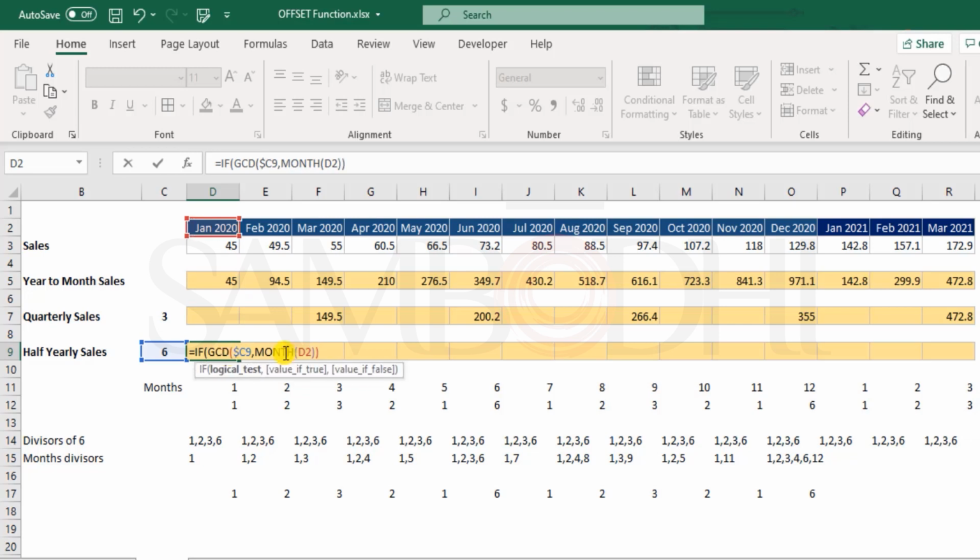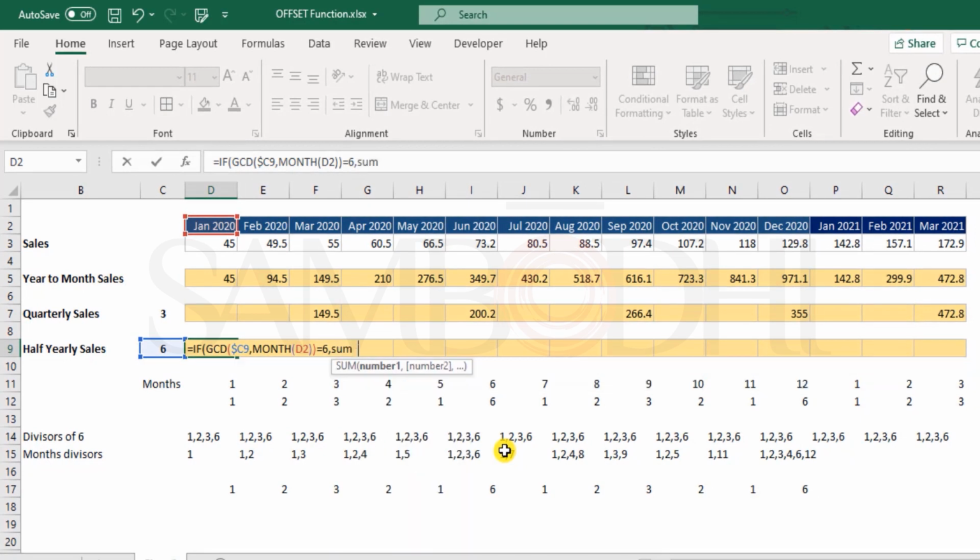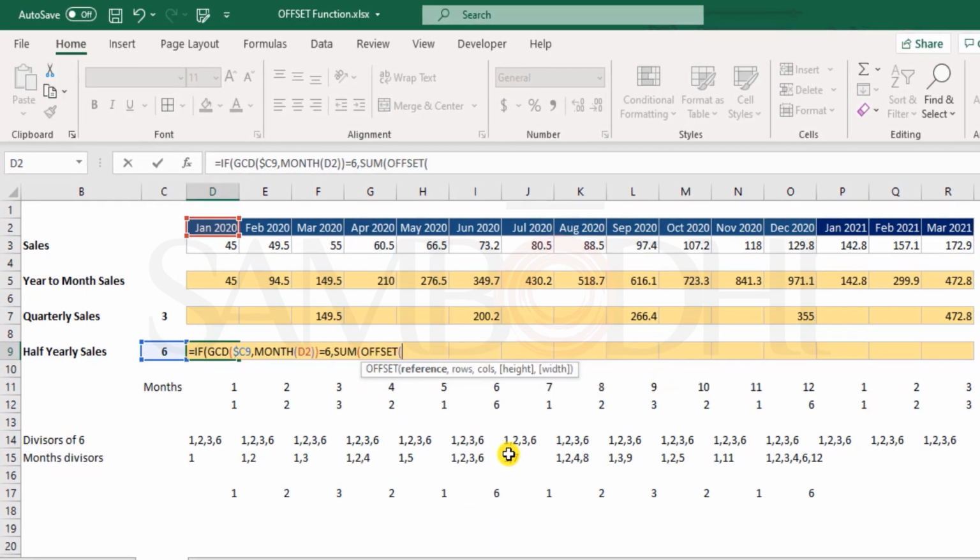Now this time the GCD equals 6 only when the GCD, these are the greatest common divisors that we have manually calculated, and the greatest of the lot is number 6. Only then use the sum function with the offset. A reference point, let's have the current month sales reference point. Don't go by any number of rows and don't move by any number of columns. Let height be 1 because we are only selecting 1 row.